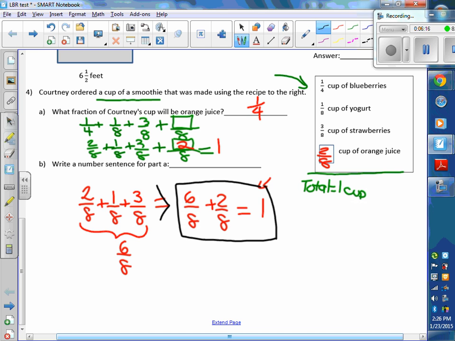There's many correct number sentences, but you can't do, like, if you did 6/8 equals 6/8 plus 2/8, that's like saying 10 is equal to 10 plus 2. Is 10 equal to 10 plus 2? What's 10 plus 2? 12, right? So is 10 equal to 12? No, so you can't say 6/8 is equal to 6/8 plus 2/8. That doesn't make sense. Does that help, Matt?